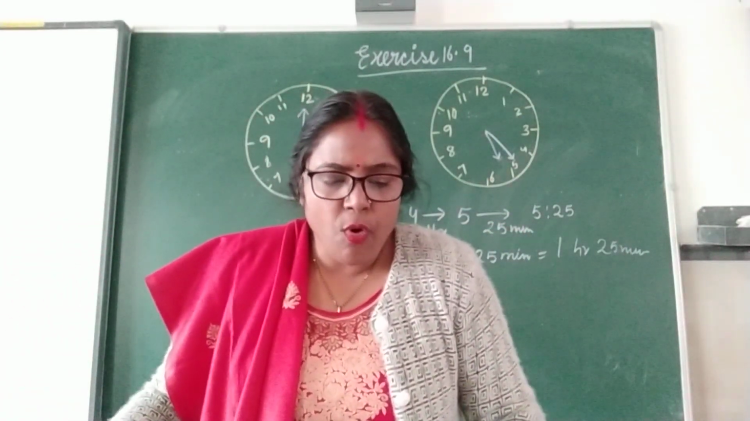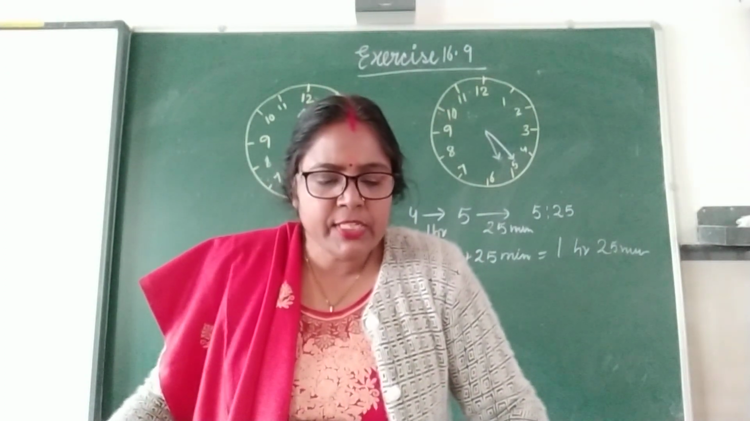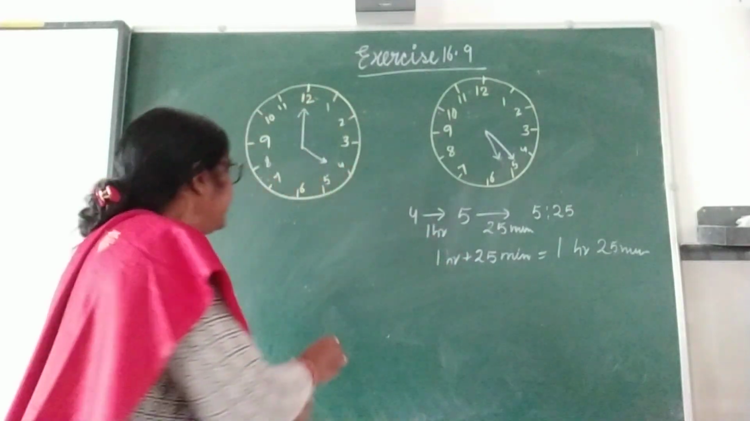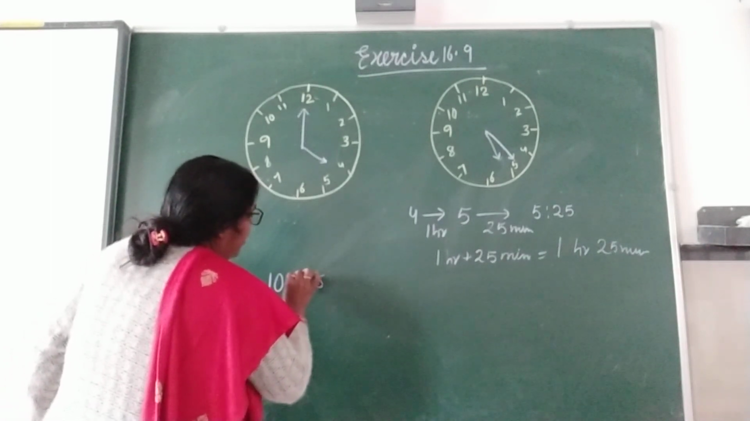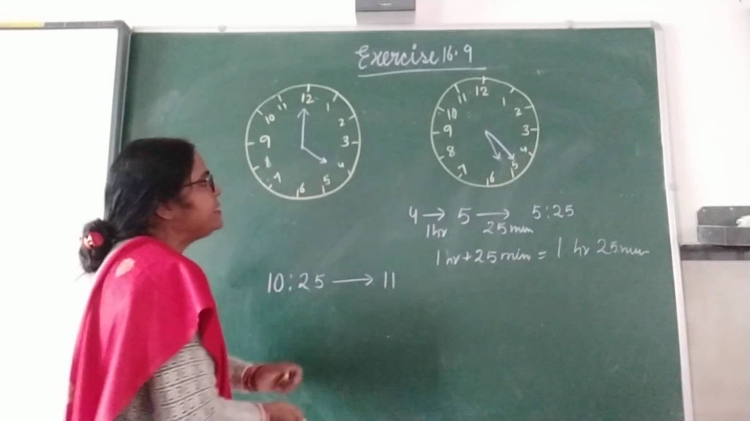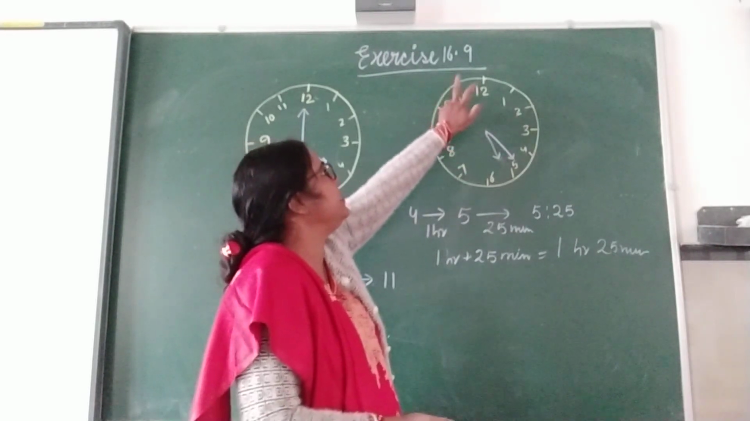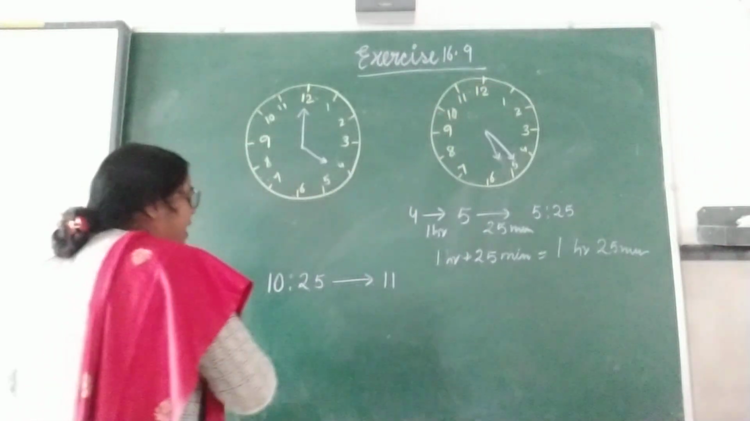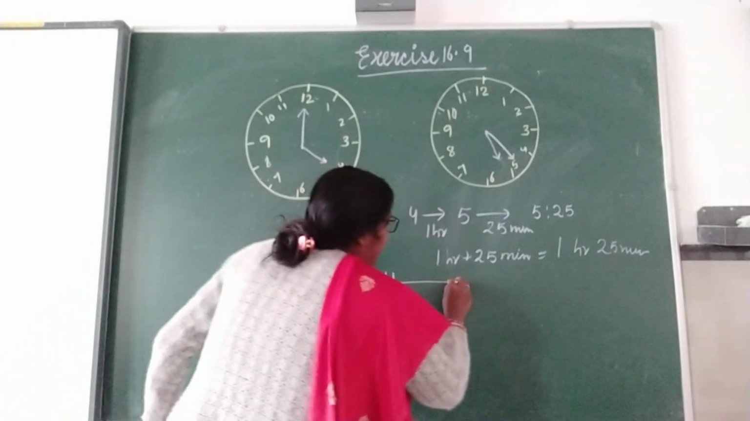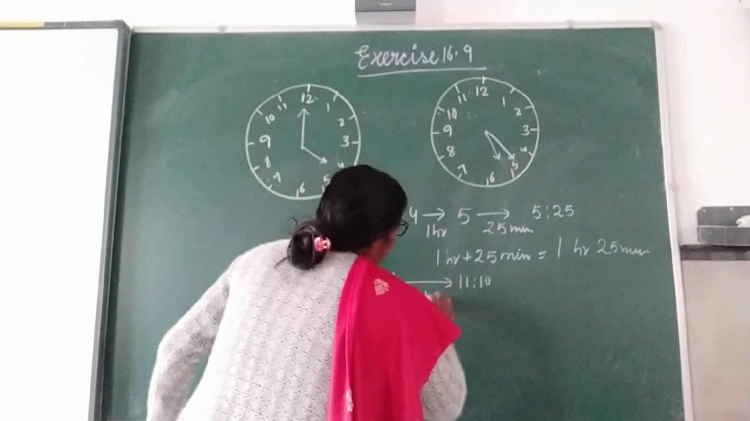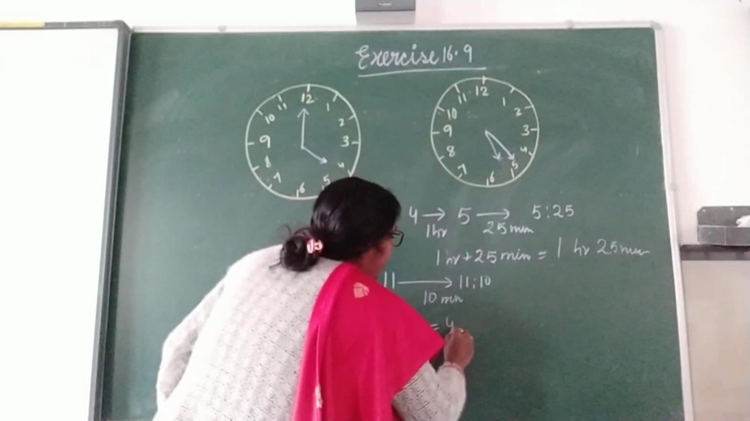Question number B. A loaf of bread was put in the oven for baking at 10:25 a.m. and it was taken out at 11:10 a.m. So from 10:25 to 11, how much time is there? This is 25. 5, 10, 15, 20, 25, 30, 35. So it takes 35 minutes to reach 11. And from 11 to 11:10, it took 10 minutes. So the total duration is 35 plus 10, which is 45 minutes.